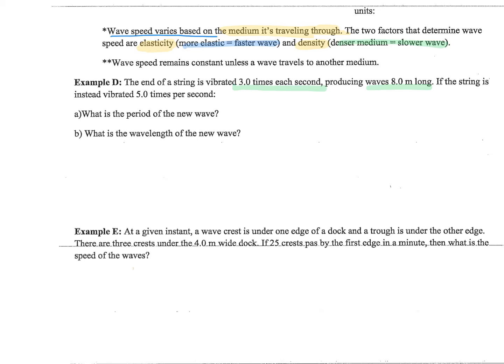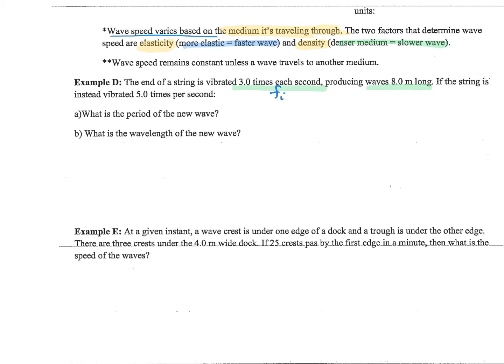So what I want you to think about is, it says, what's the period of the new wave if the string instead vibrates 5 times per second? If we have something vibrating so many times each second, per second, is that a period? Is that a frequency? So it's given us an initial frequency.